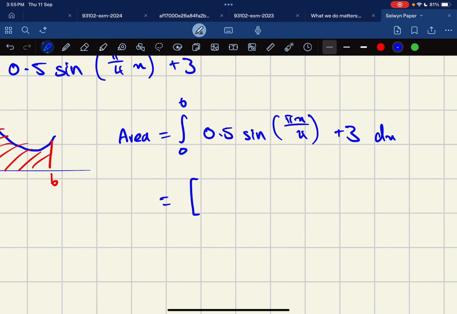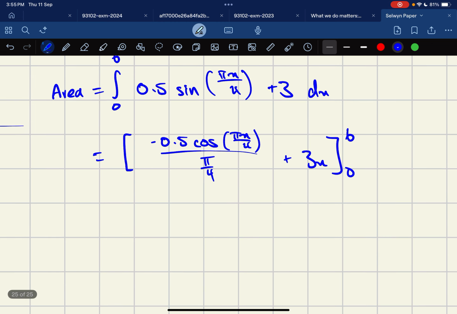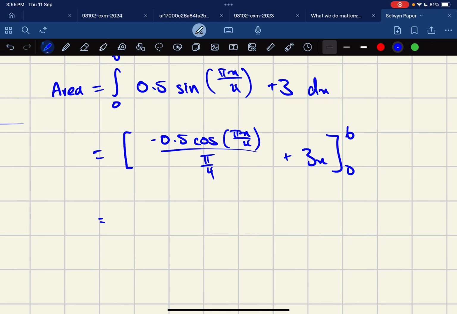The integral of the sine function will give you negative cosine. So this will give you negative 0.5 cosine of pi x over 4. You have to use the reverse chain rule. You have to divide it by the derivative of the inside function, which is just pi over 4, and then plus 3x, and this is from 0 to 6. So then just substituting in x equals 6 and x equals 0. For the first part, it is negative 0.5 cosine of 6 pi over 4, simplifies down to 3 pi over 2.